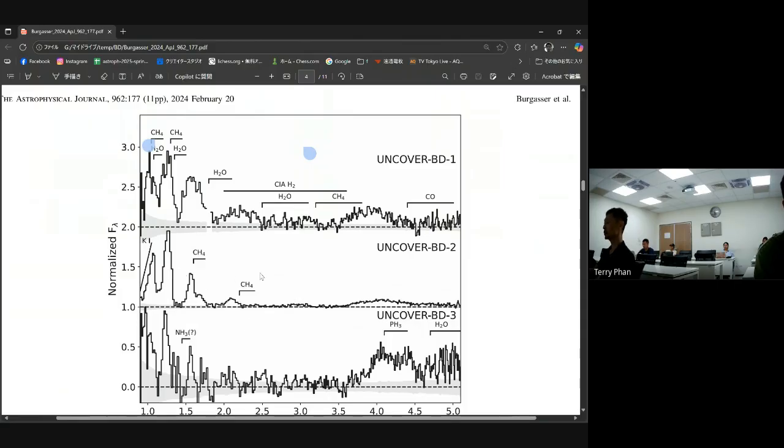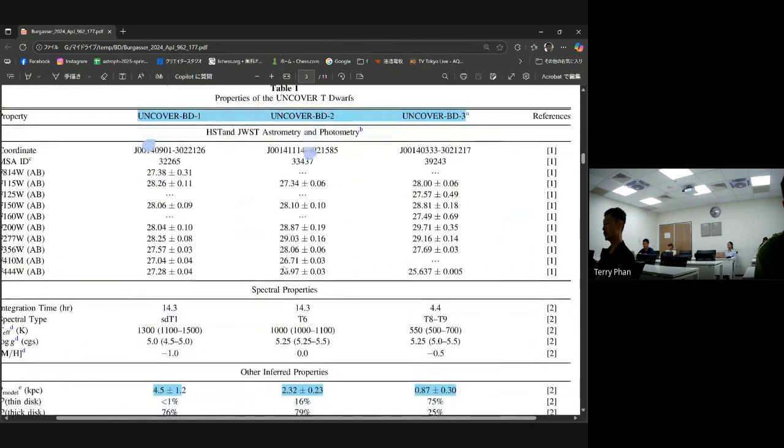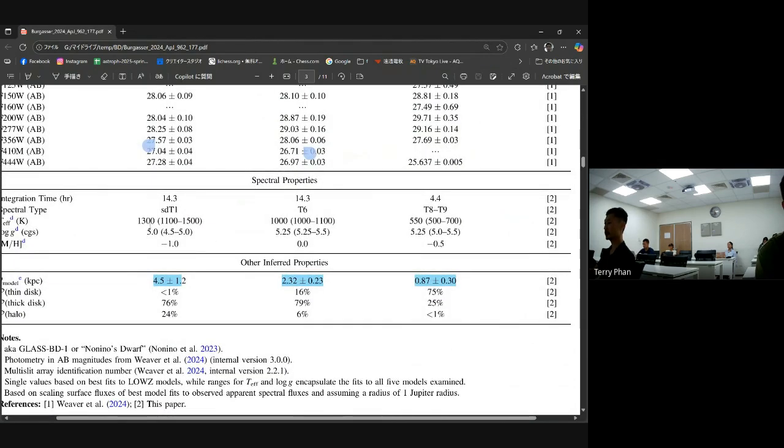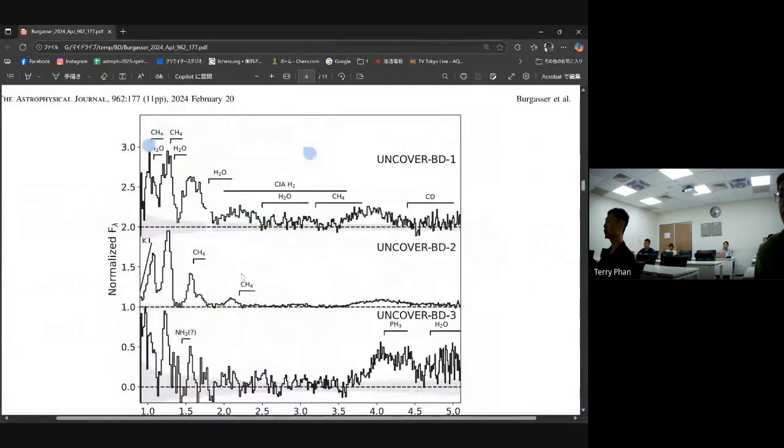They can exist because temperature from the best fit model is very low. What was the temperature? I think temperature is here. 1300, 1000, and then this third one is only 550. This is only a little bit warmer than Jupiter. So that's why these molecules can survive, because temperature is very low. In the atmosphere of the sun, of course, these molecules are destroyed because the sun is 6,000 degrees, right?